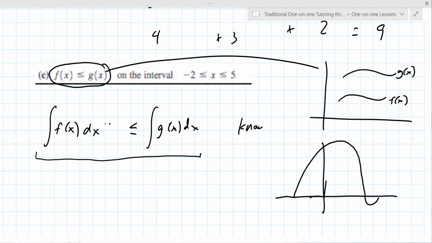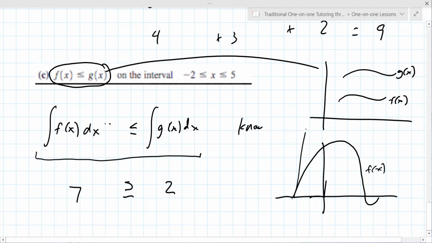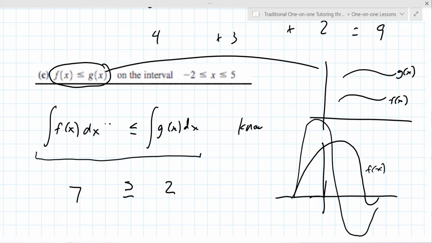Now this area was 7 and this area was 2. If we were doing the integral, all that means is that there's more area under the curve. It could be that this was f of x. I don't know. G of x could be way up here and then have a lot of area underneath down here. We have no way of knowing. So I'm not really sure how to answer C based on what's here. I would say we can't actually decide that.